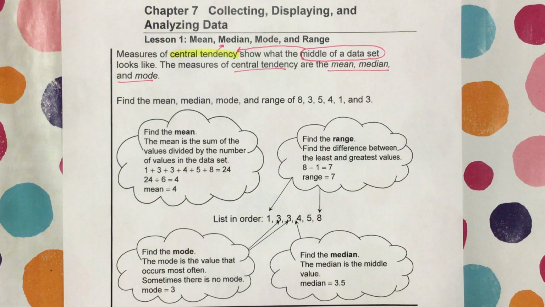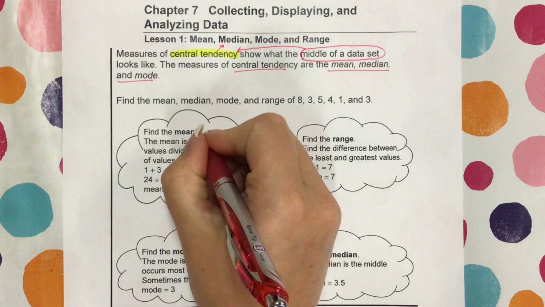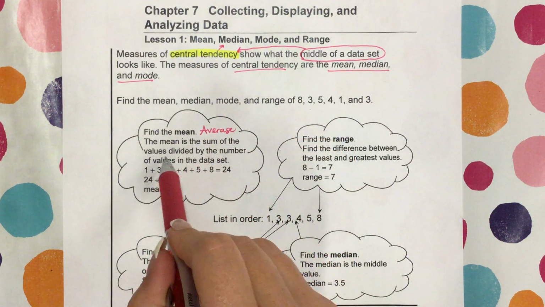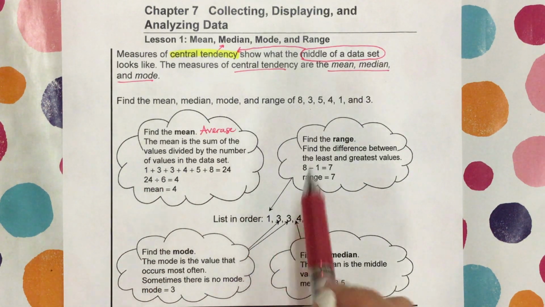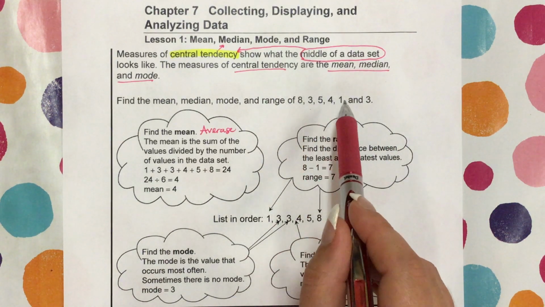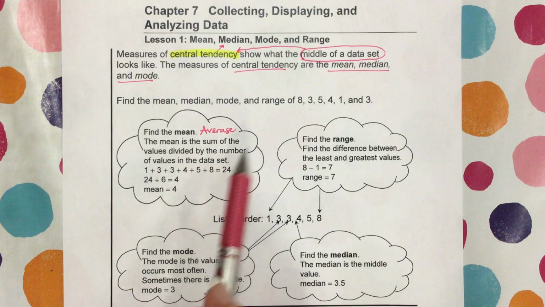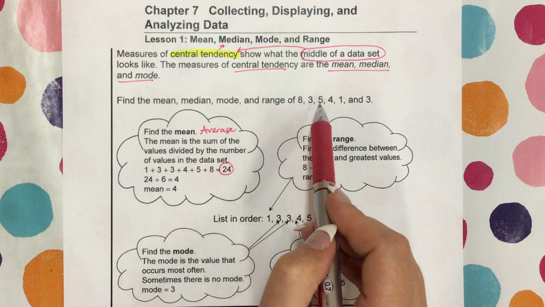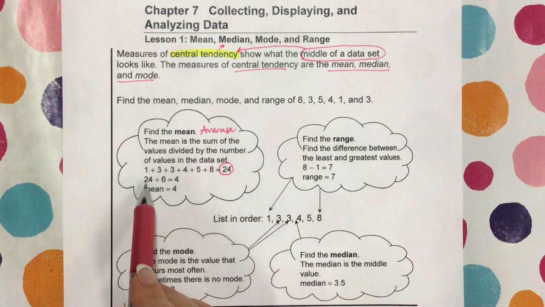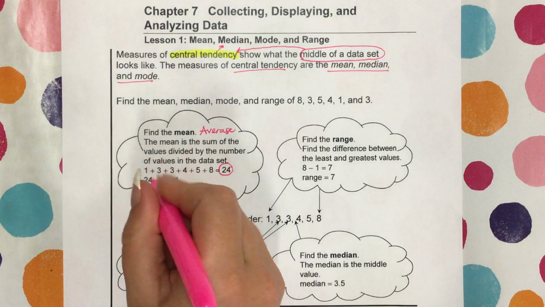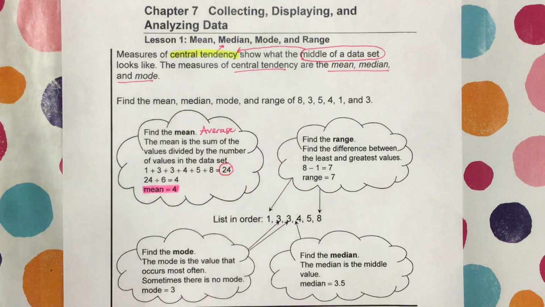Another word for the mean, which you might be aware of, is the average. The mean is the sum of the values divided by the number of values in the data set. So we're going to go 8 plus 3 plus 5 plus 4 plus 1 plus 3, which equals 24. Then you figure out how many terms there are: 1, 2, 3, 4, 5, 6. Then you go 24 divided by 6, which is 4, which means the mean of this data set equals 4.